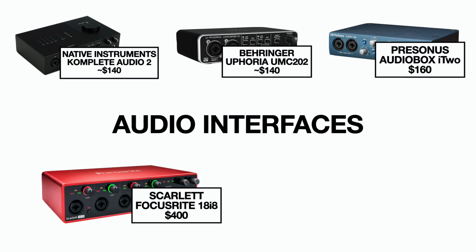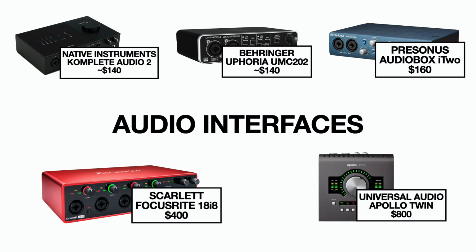The Scarlett Focusrite 18i8 is around $400 and has 8 inputs, still fits into a backpack, and does the job very well. This device actually requires external power, meaning you'll have to find a power source beyond the USB in order to record. And to round out our audio interface shopping, our highest quality device would be the Universal Audio Apollo Twin. This comes in at $800 and it is a premium device for a premium price.